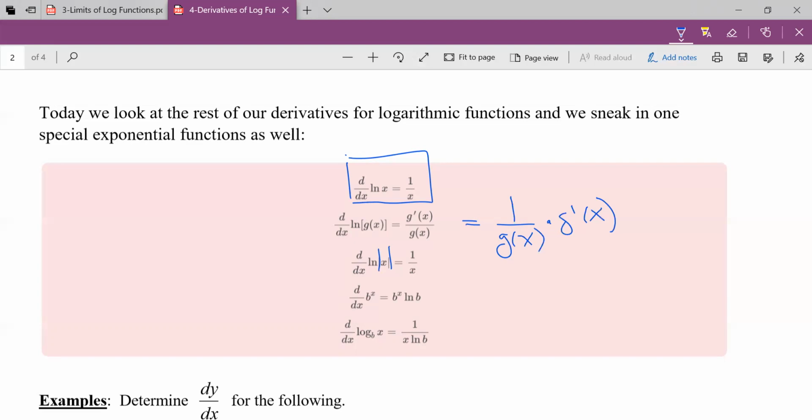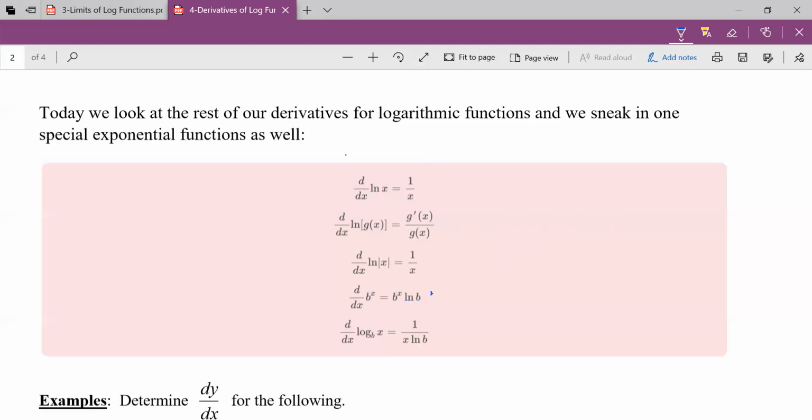Now, we are going to look at one special exponential function as well. The special exponential is when we have a base that's not e. When we have a base that's not e, in this case we just call it b, the derivative is b to the x again, but then you write the natural log of the base there. If this was a more complicated function, then you would take the derivative of that function as well.